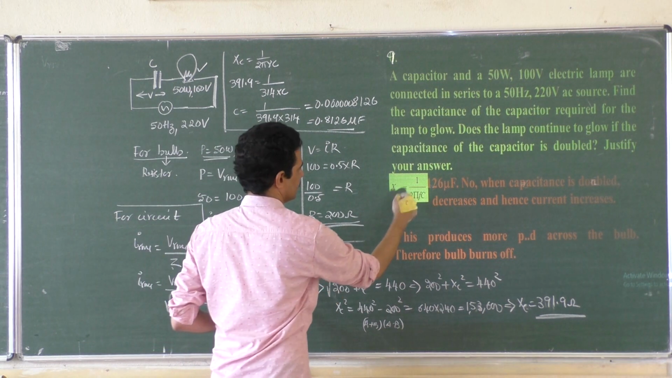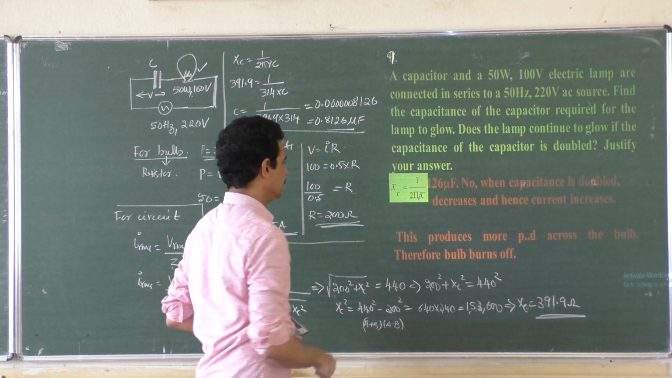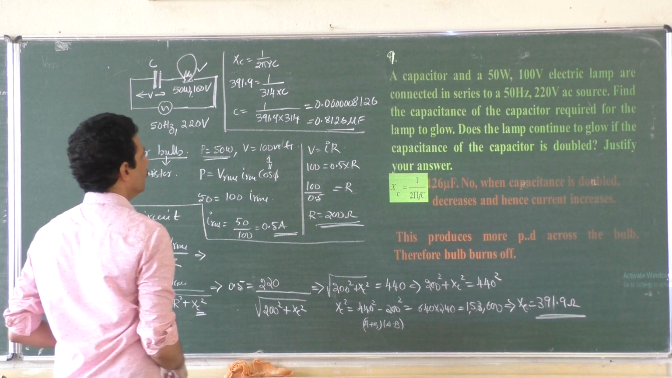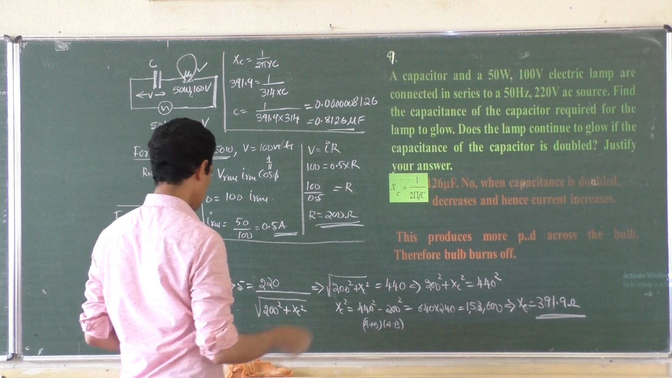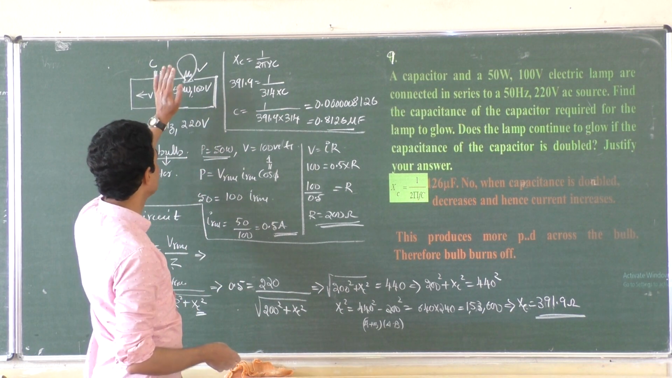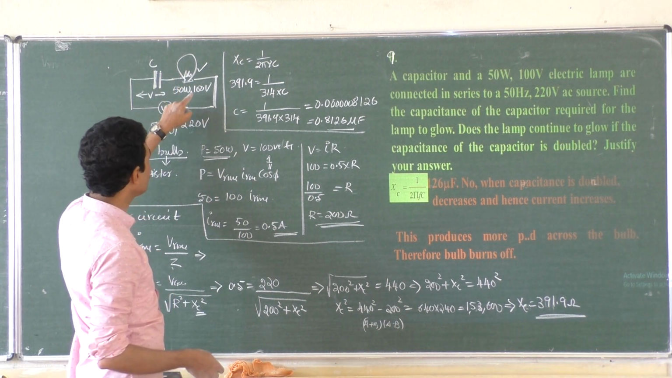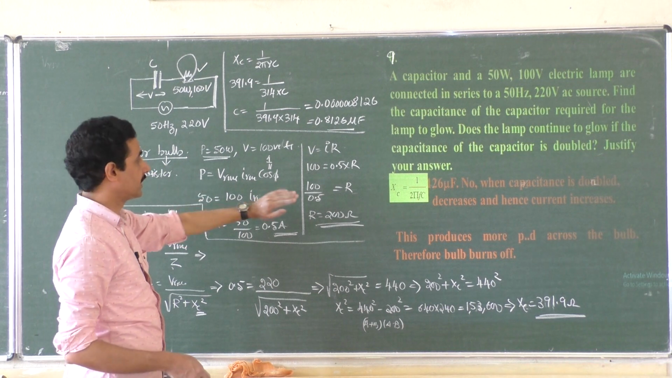0.8126 microfarad, that is the capacitance of the capacitor to be connected, so that you can safeguard the bulb by not crossing 100 volt or not crossing 0.5 amperes. This capacitor will do this.